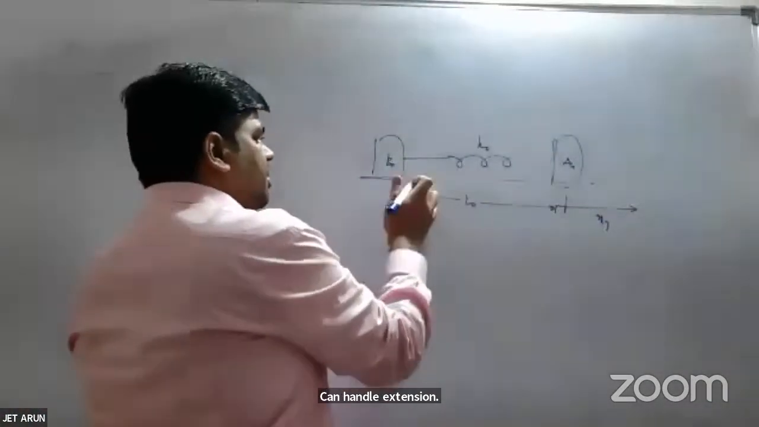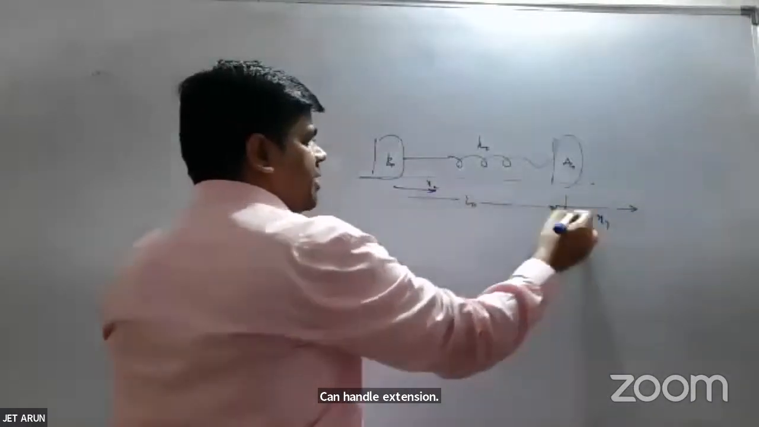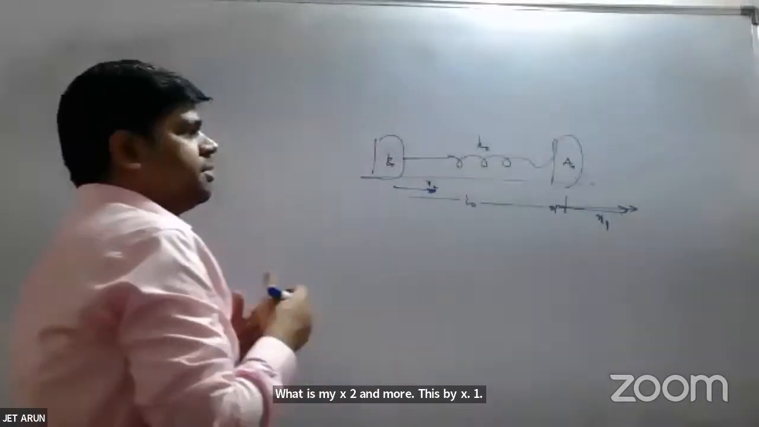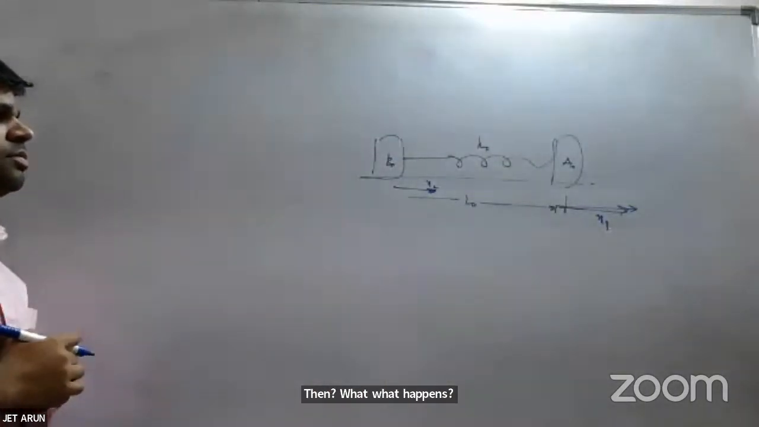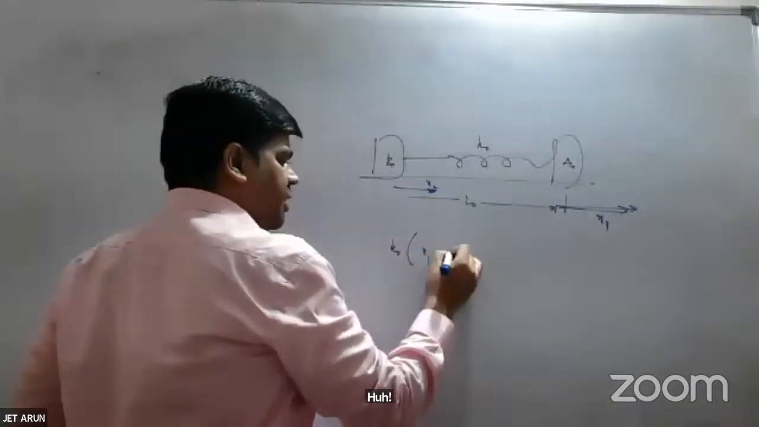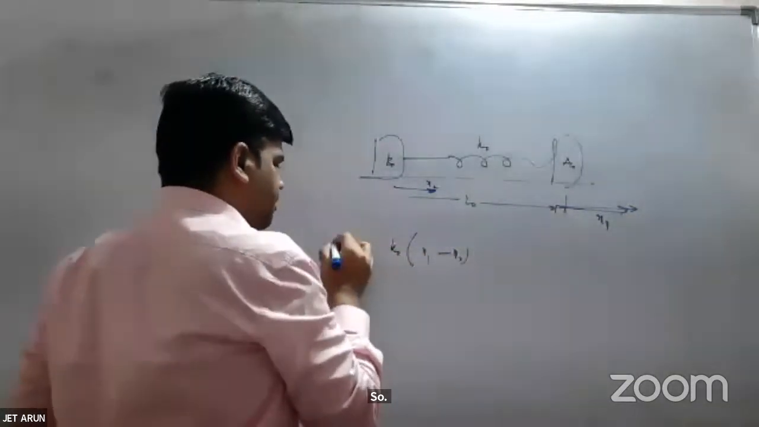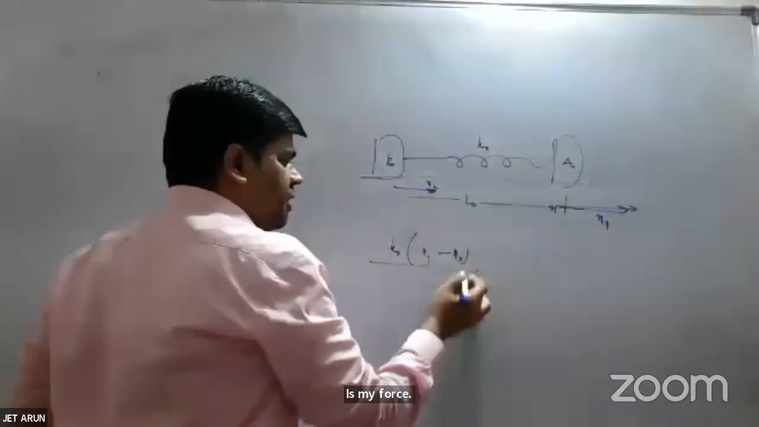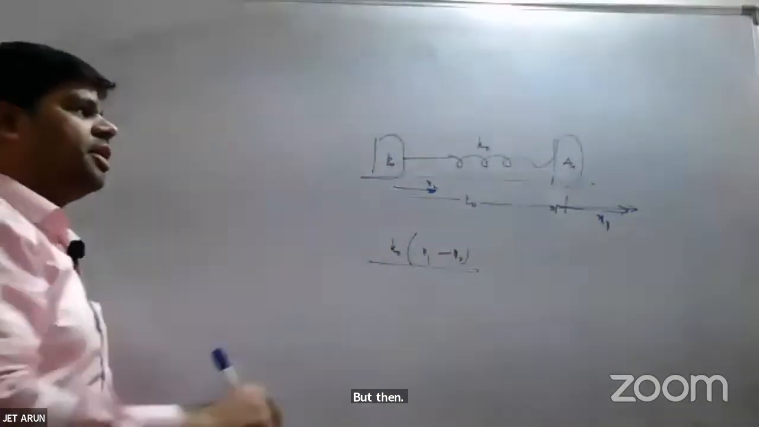But what if I move this by X2 and move this by X1? Then what happens? X1 minus X2, sir. So K naught into X1 minus X2 is my force, the tension in the spring. But then is the spring being compressed or elongated? How do I get it?